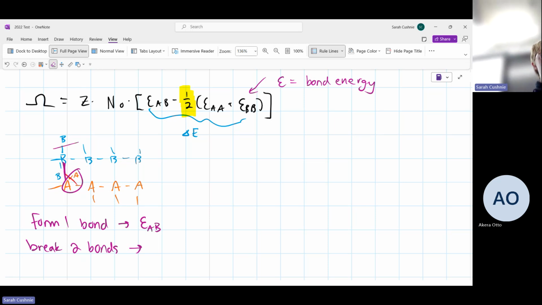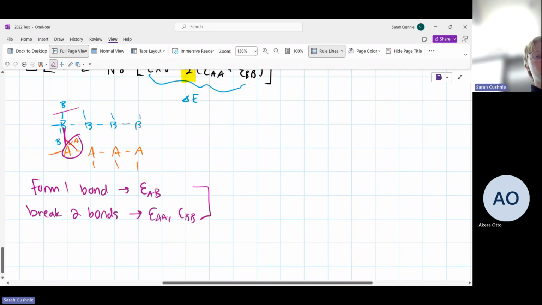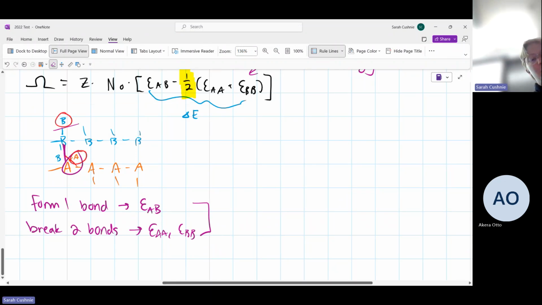But you can also think of it like we break 2 bonds, EAA and EBB, but we want to keep the number of bonds consistent, because this A molecule whose bond we broke and this B molecule are going to go off and do their own bonding. They're going to bond to another A molecule and get their own EAB. So we need to put it in terms of each bond formed and each bond broken. That's why we have to divide by 2. Does that make sense? Okay, go for it.